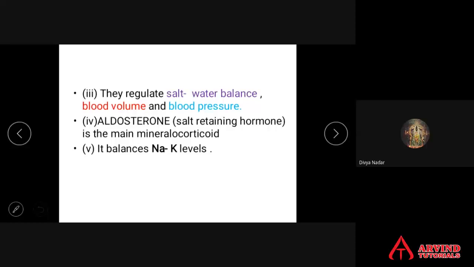If the question is write notes on mineralocorticoid, write: mineralocorticoid is a hormone secreted by the zona glomerulosa. It is a thin region of the cortex. The main mineralocorticoid is aldosterone, and the functions are maintaining salt water balance, blood volume, and blood pressure. It also balances sodium and potassium levels.